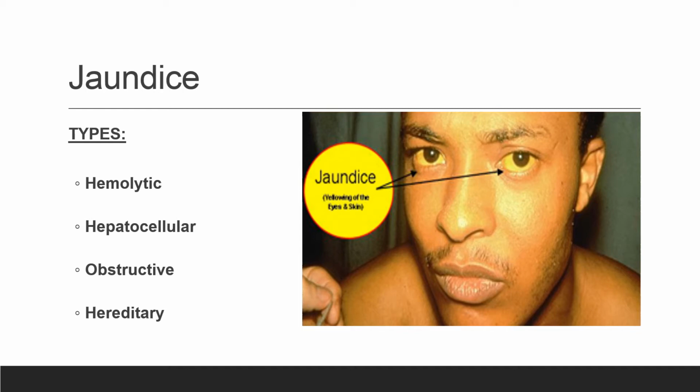So overall, jaundice is caused by elevated bilirubin levels in the blood. It results in a yellowing or greenish yellow tinge of the body tissues. It becomes clinically evident when the serum bilirubin levels exceed 2.0 milligrams per deciliter.